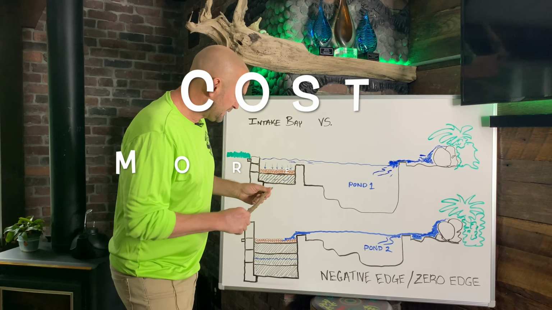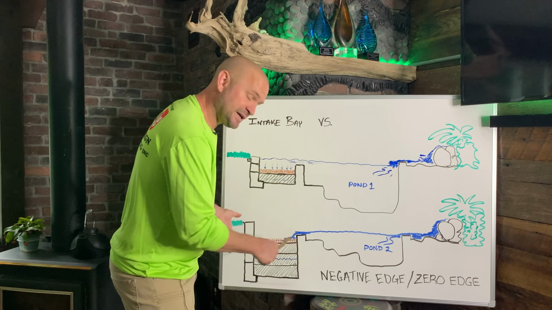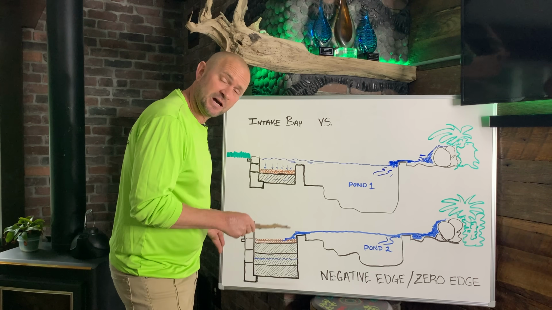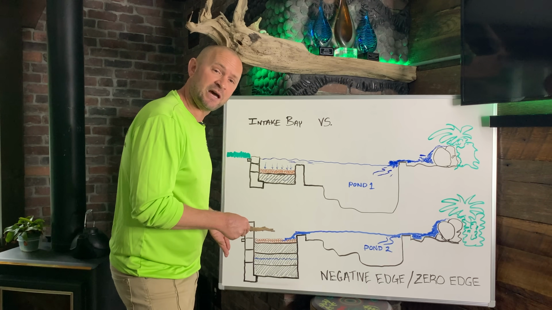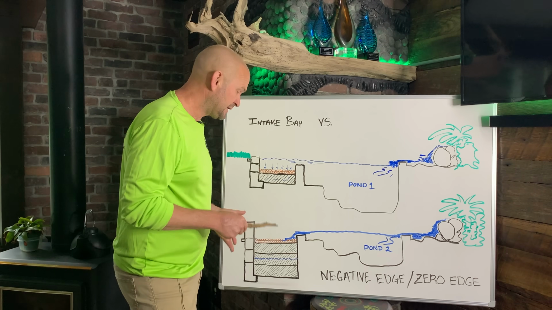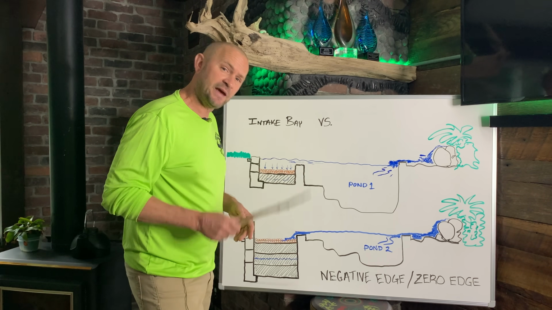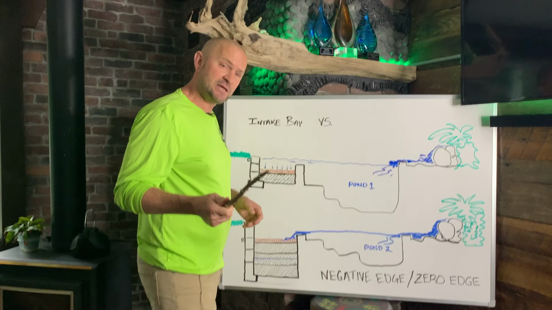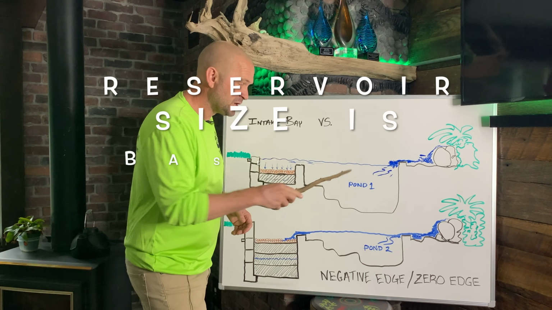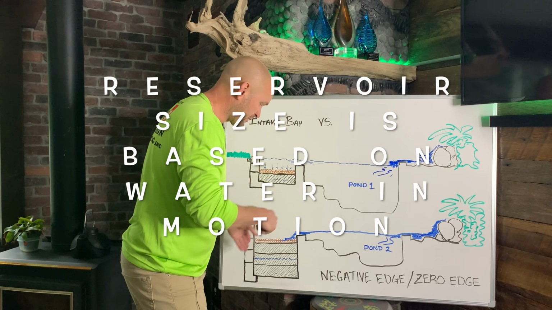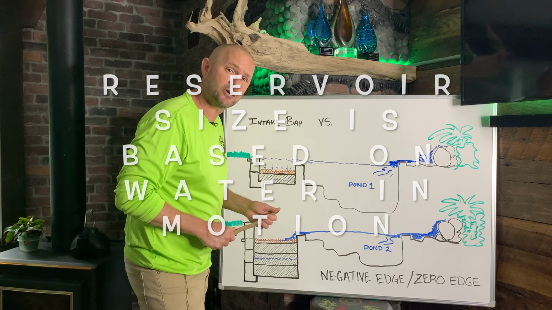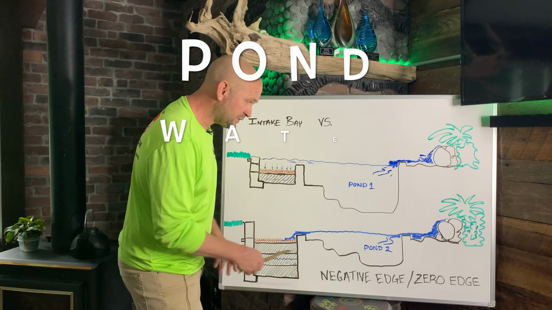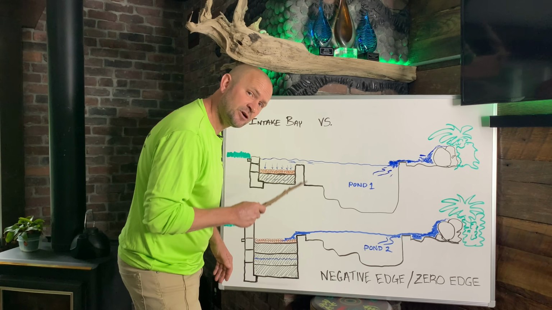So, cost factor. This is not inside your pond. This right here on a negative edge is actually a containment system that is built outside of your pond and the water falls into it. That's where the big cost differential comes in. That's where understanding water in motion comes in. That's really important that you have a grasp on water in motion, because whatever your headwaters are going to fall into here, you have to figure out and calculate water in motion, and you have to have that in order to properly design this.